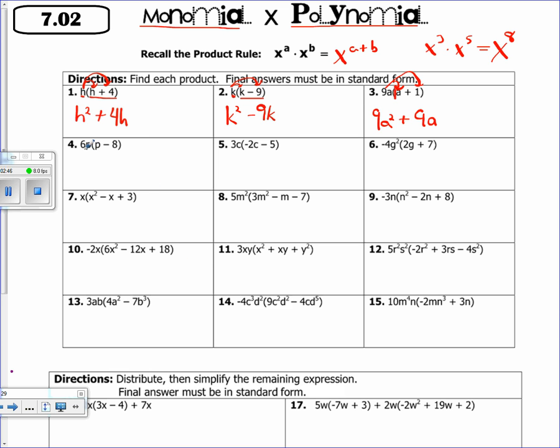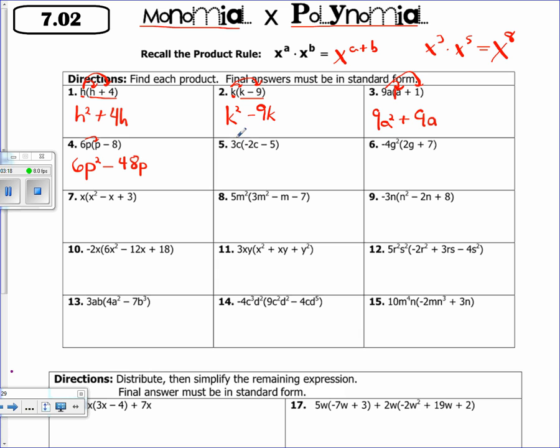Okay. Same kind of thing with number 4 here. 6p times p. That's going to be 6 times the 1 is 6. And then p times p is p to the second power. Minus 6p times 8. Well, 6 times 8 is 48. And then there's no p here to add to, so it's just p to the first.